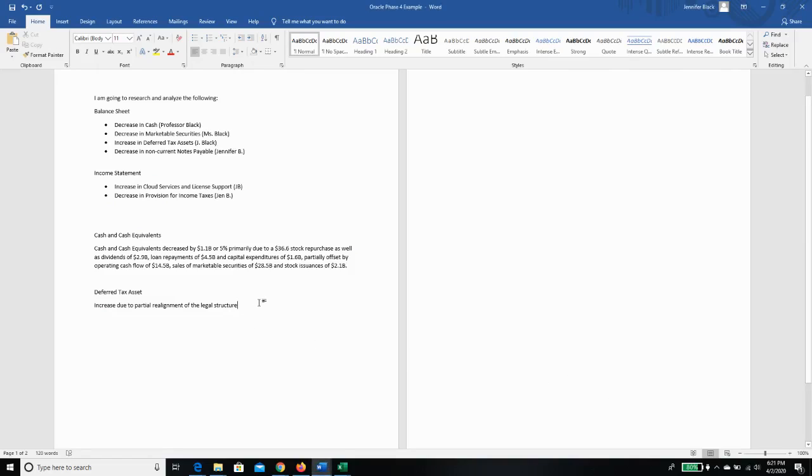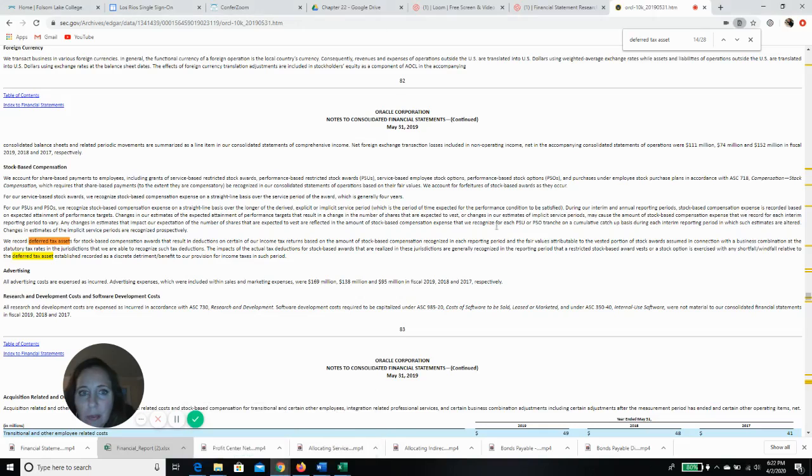So also portions of stock-based compensation that allowed for deductions on income tax returns. Okay, and let's see if we can find anything else that we find interesting.